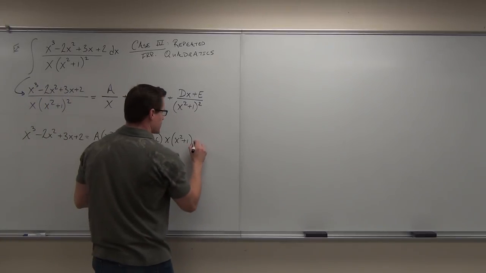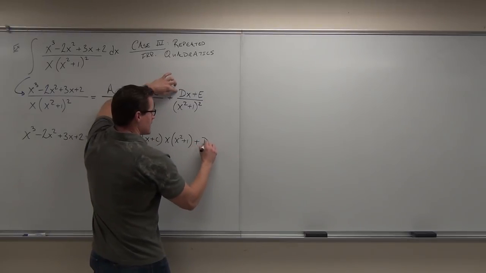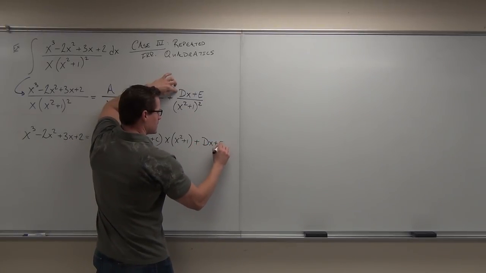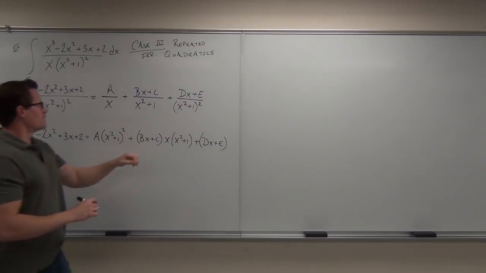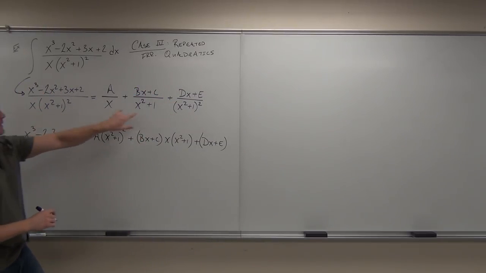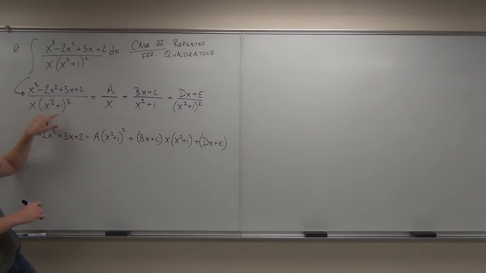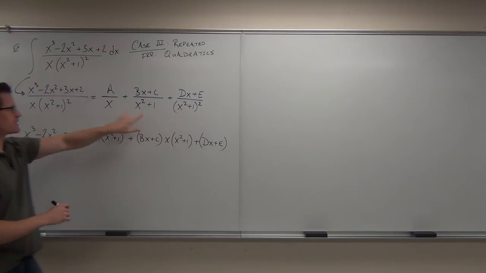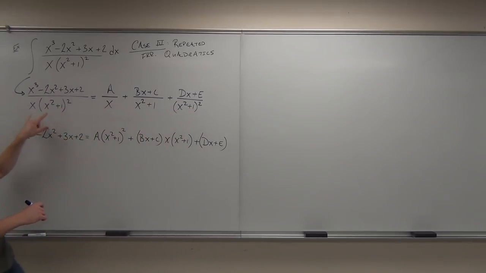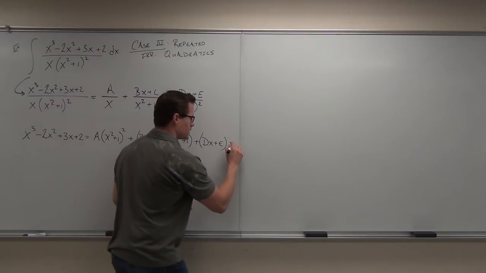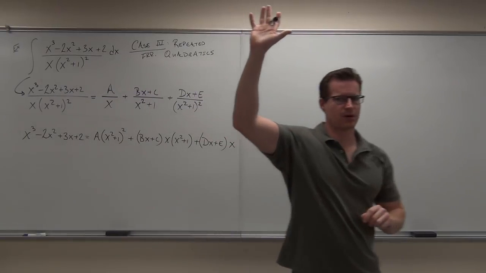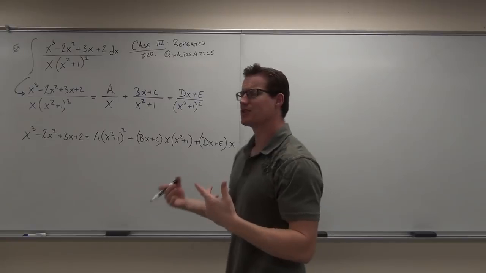And lastly, we have a Dx plus E, again in parentheses. So here we were missing this guy. Here we were missing x and one factor of this guy. Here we're missing what? So it's just got to be Dx plus E times x. Show of hands if you feel okay with that. Perfect.